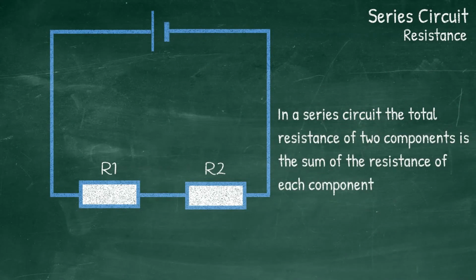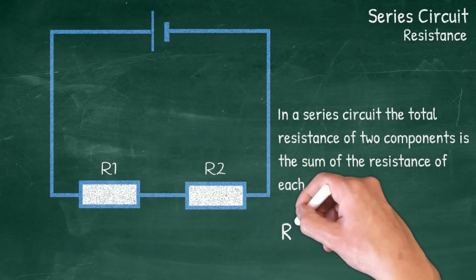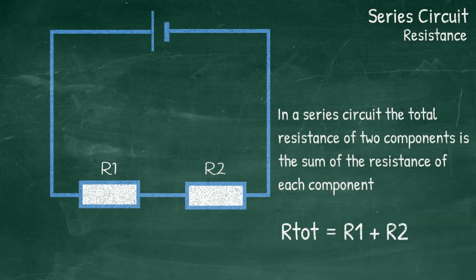You can represent this by the shorthand equation. The total resistance is the resistance of resistor 1 added to that of resistor 2. Let's have a quick look at that in an example.